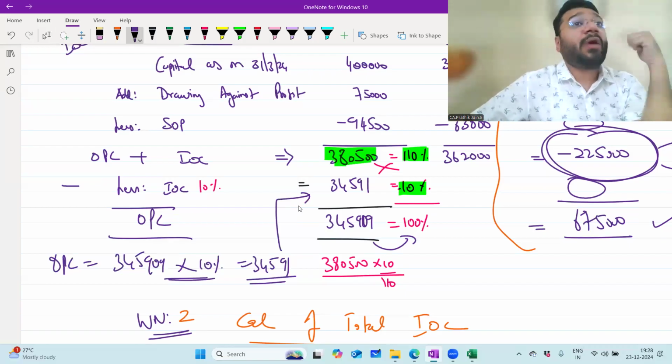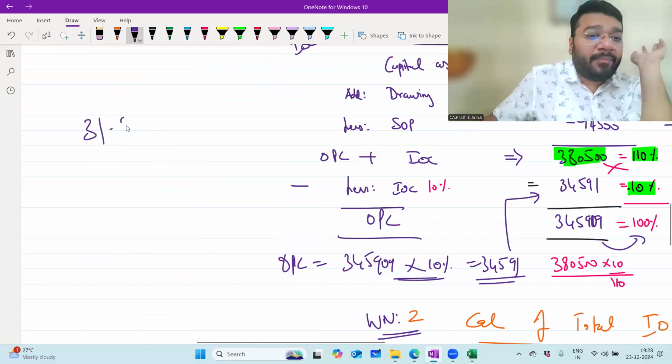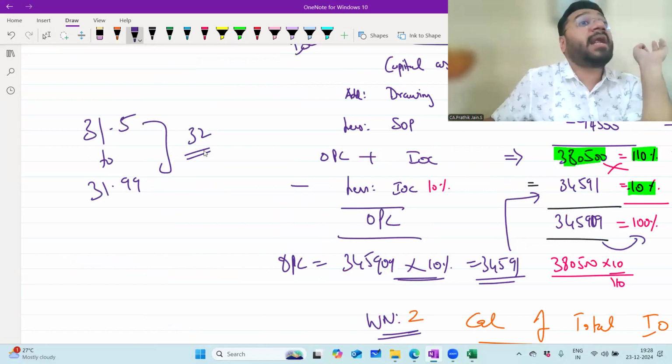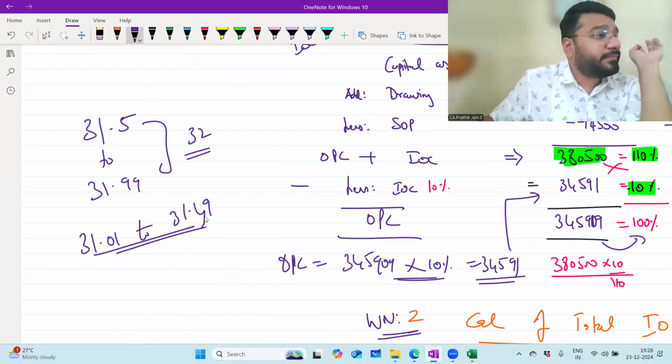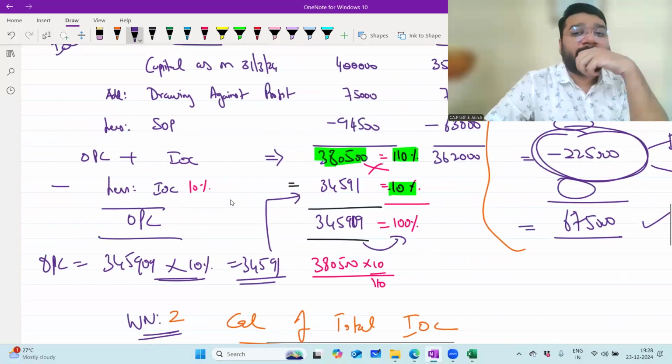0.5 and above, you have to round off to the next number. Up to 0.4, you can keep the same number. For example, 31.5 to 31.99 will be rounded off to 32. This is called round off. 31.01 to 31.49 will be 31 only. This is the rule of round off. Got it? Any problem in this?